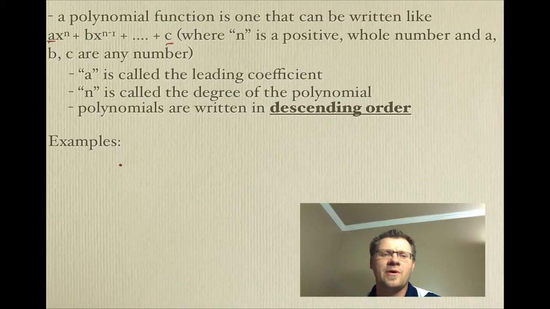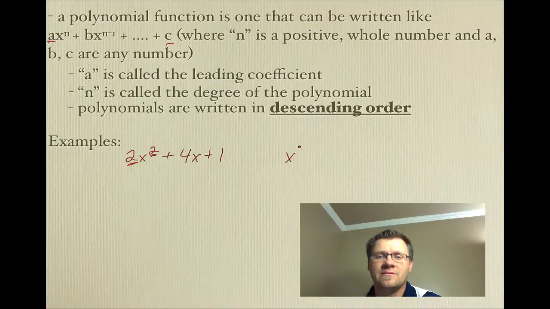So some examples of polynomial functions. You've seen some already. We've talked about parabolas. So a parabola is a polynomial function, 2x squared plus 4x plus 1. In this case, we have a leading coefficient of 2, and we also have a degree of 2. Another example, we could have high exponents that you haven't quite encountered yet, x to the 7th plus 4x to the 4th minus 3x plus 2. That's a polynomial. In this case, the leading coefficient would be 1, and our degree is 7.